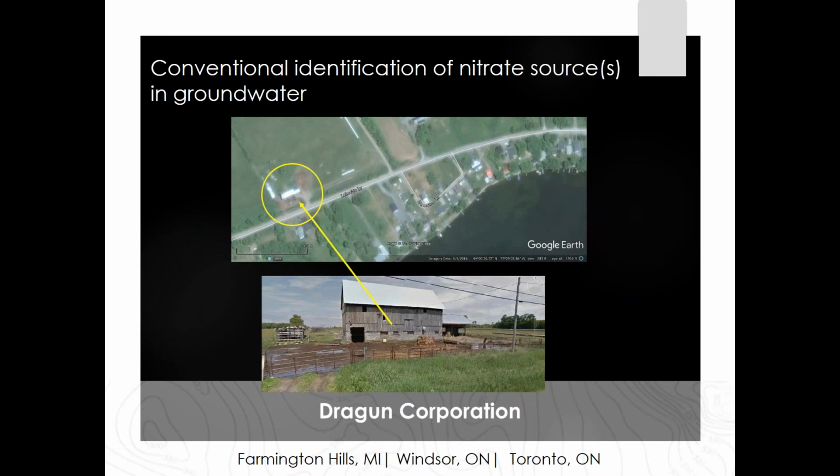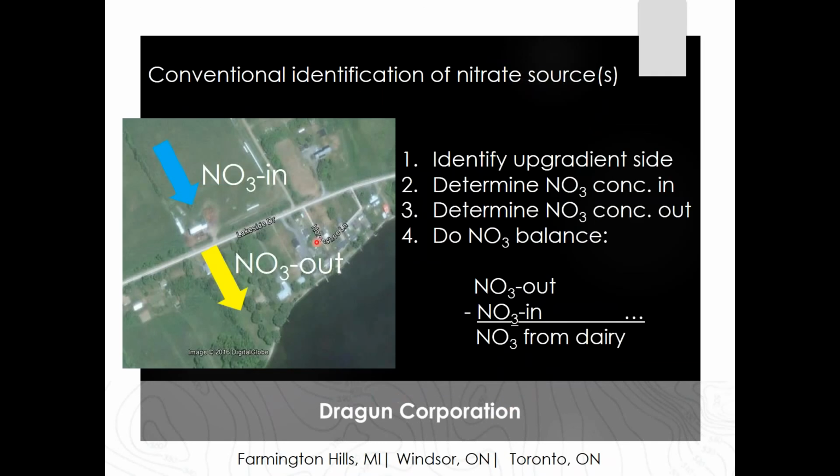So how do we look at identifying nitrate sources in groundwater? This is a typical example, and I like using this one because it's a small dairy herd near my daughter's cottage on a small lake that you can see is having some issues. Basically what we need to do is figure out what's the upgradient side. This blue arrow is indicating the direction from which groundwater flows. The yellow arrow indicates the direction groundwater leaves the little dairy.